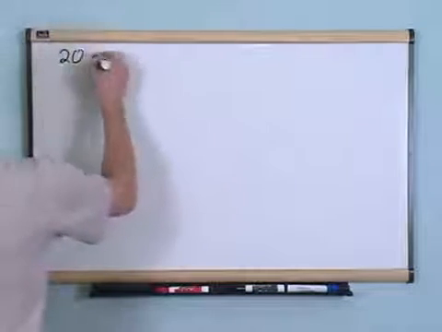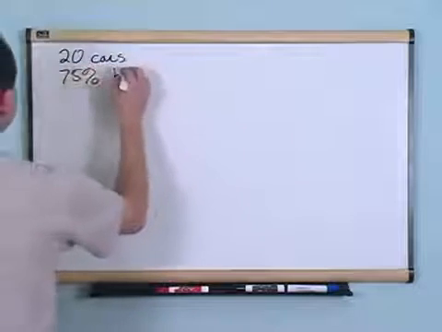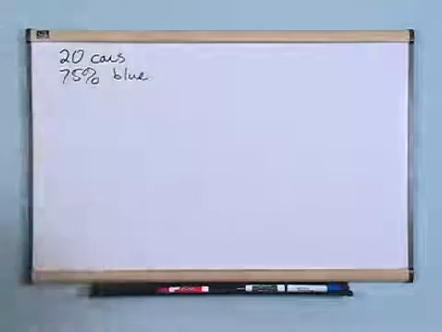You'll find lots of times percentages kind of tell you how many of a certain number of things are behaving in a way. Let's say you have 20 cars in a parking lot, 75% of them are blue. How many cars are blue? So you have 20 cars, 75% are blue. Question is, how many cars are blue?